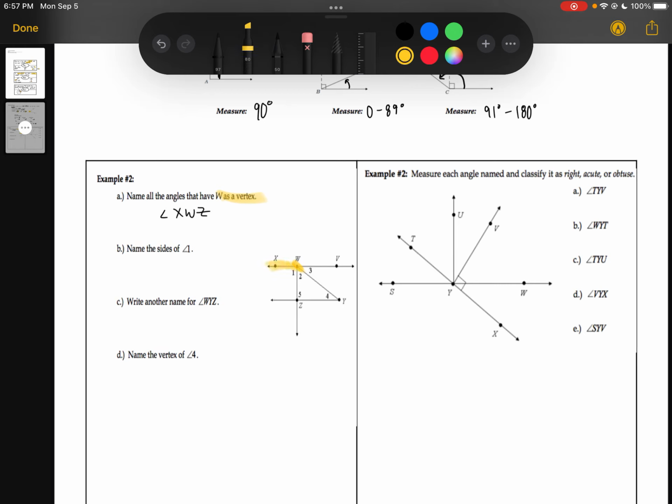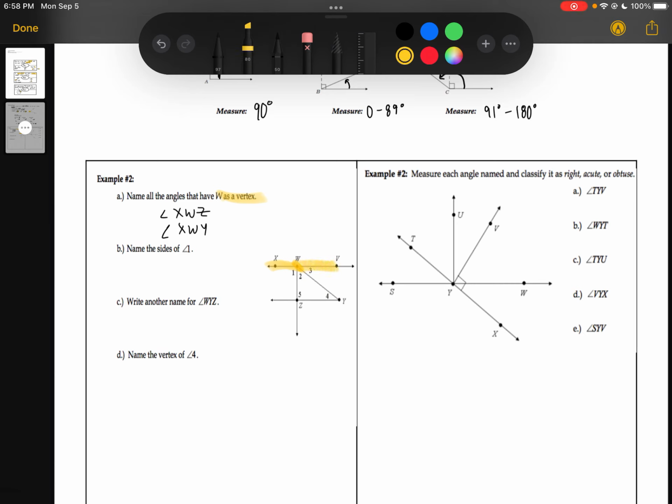See what else we can do. We can still use X and W, except this time instead of Z, we can make it a nice obtuse angle. So angle X, W, and Y. We can keep going with this idea.